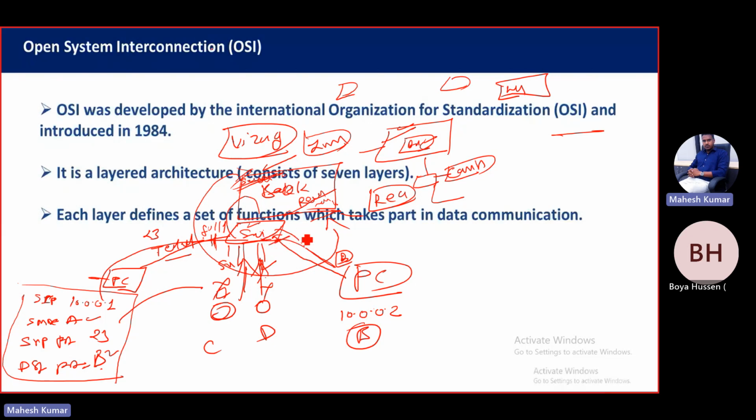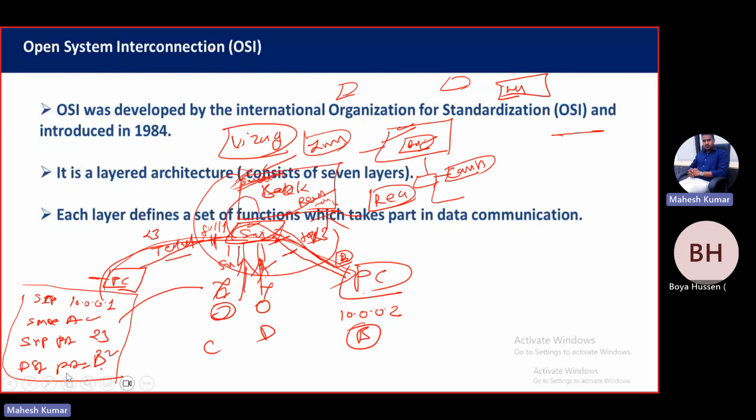The switch will again make an entry of those details: on this port, FastEthernet 0/3, some PC is connected, and that PC's MAC address is B. Now it will send the packet again. So this is the way how the systems get connected.